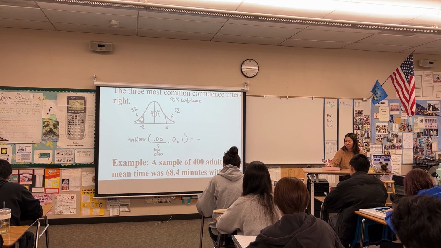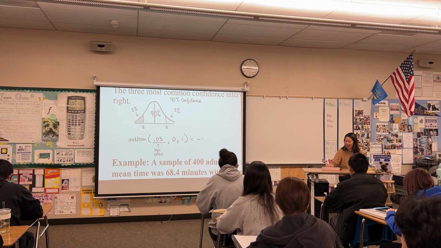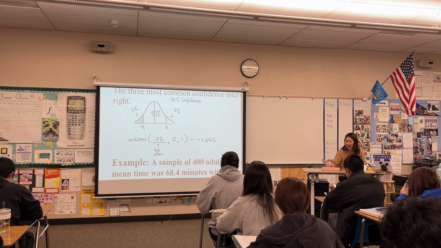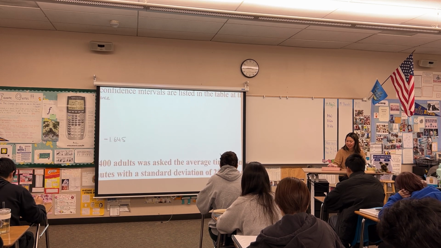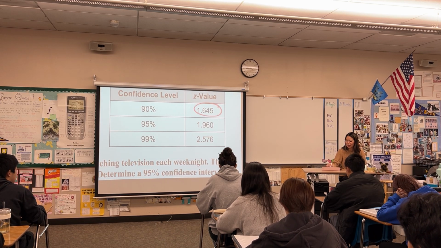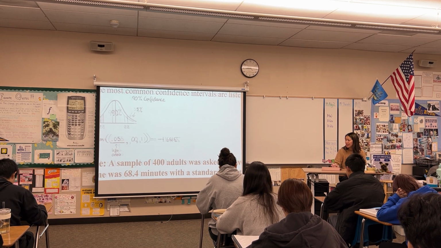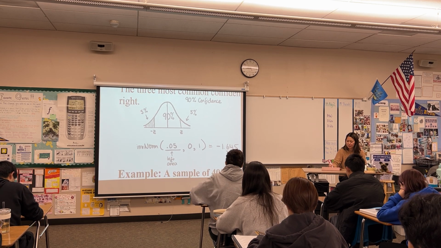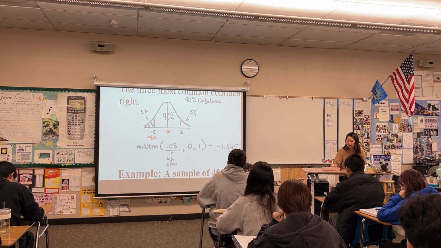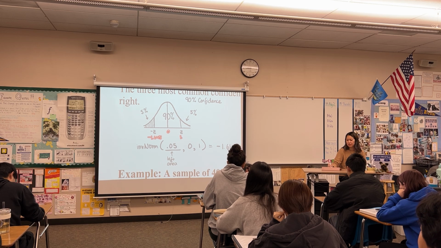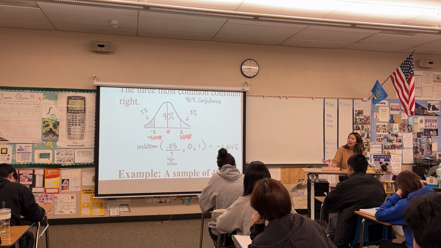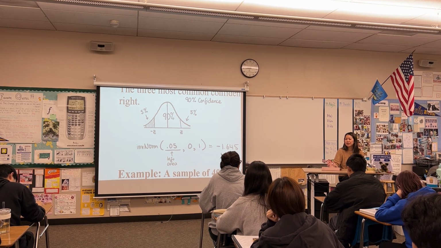Negative? What? 1.645, and there it is. That's the number right here. Okay. Now, because it's symmetric and it's about 0, if this is negative 1.645, this is going to be positive 1.645, right? Makes sense.